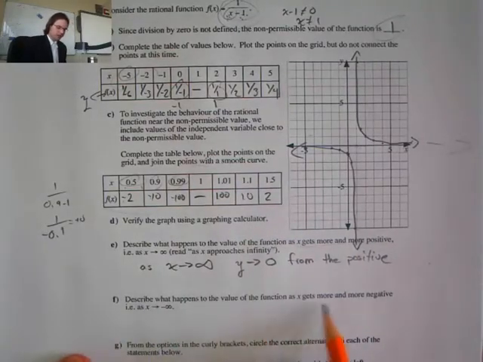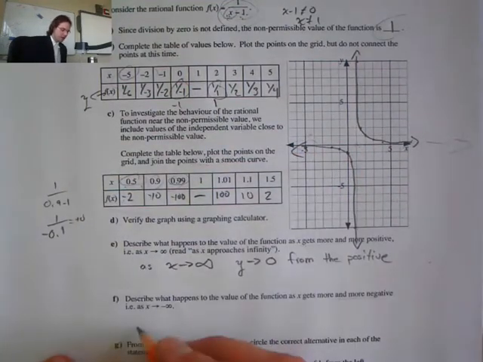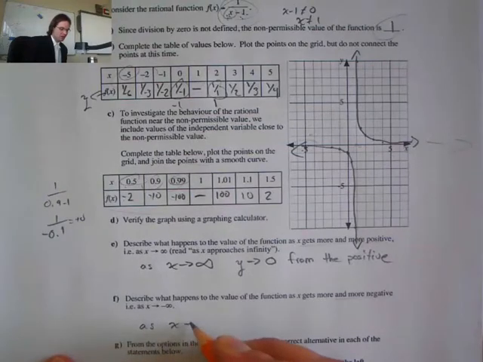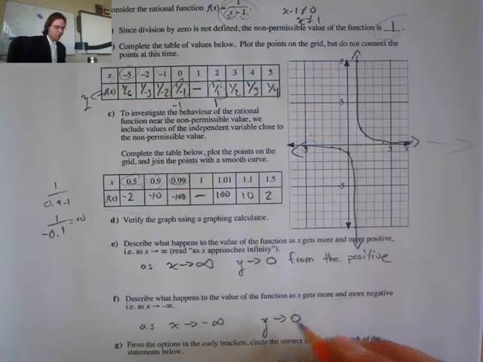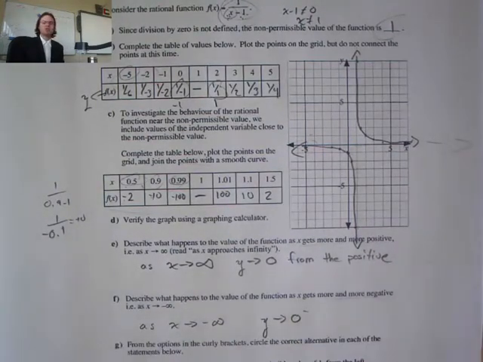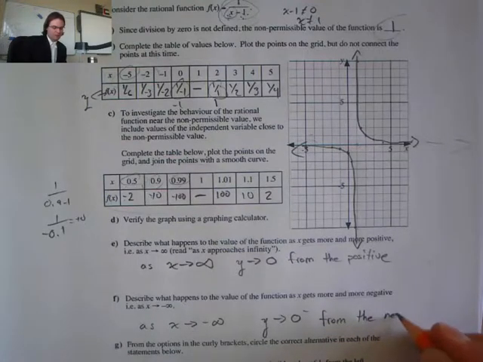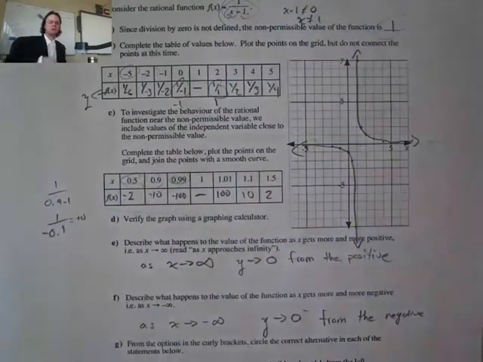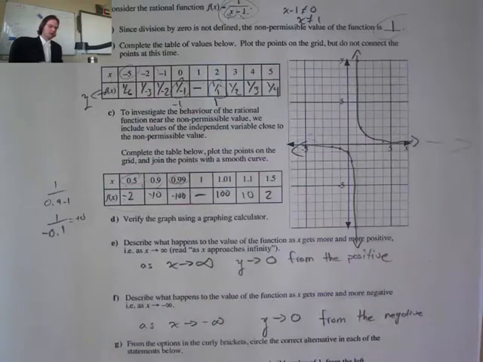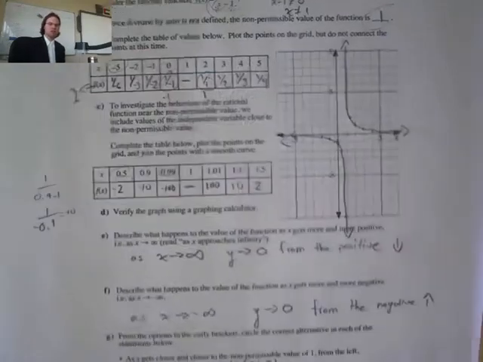Now describe what happens to the value of y as x gets more negative, as we go this way. So this one, as x approaches negative infinity, y approaches 0. But this one is from the negative. So it's approaching 0 from the negative. Okay? So this one is constantly increasing and approaching 0. And it's from negative, so it is increasing. This one here is decreasing. But they get closer to 0, but they will never touch.